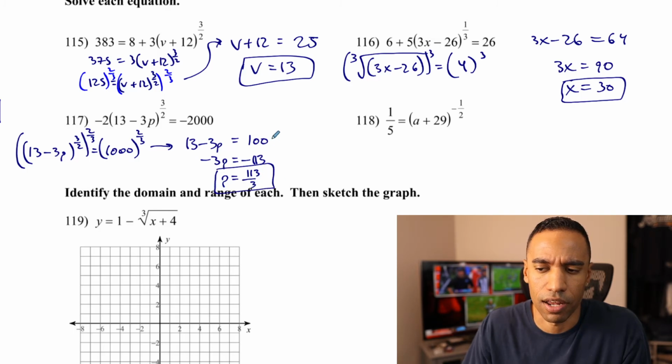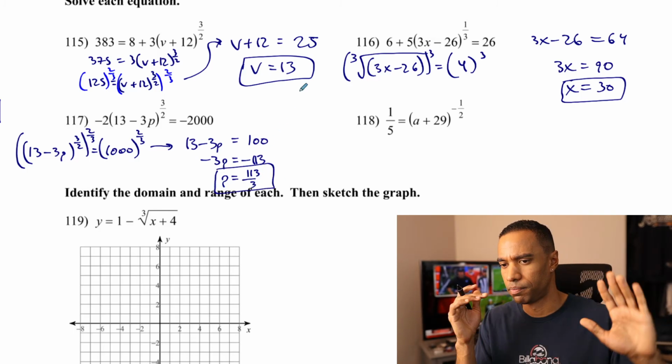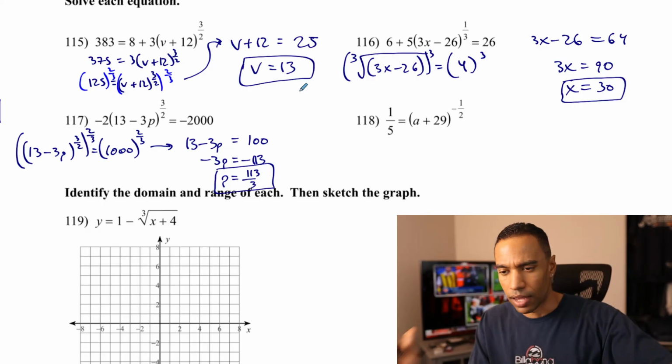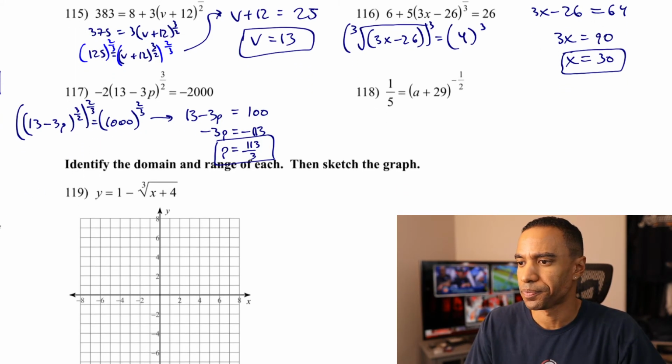I guess it's just that. 113 over 3. Let me make sure I didn't subtract divide by -3. 113, yeah. I think that's it. I guess it's a fraction.